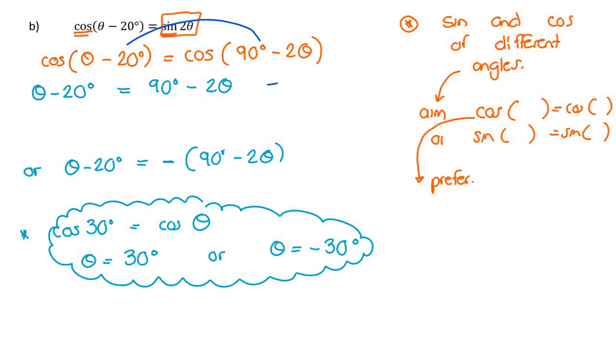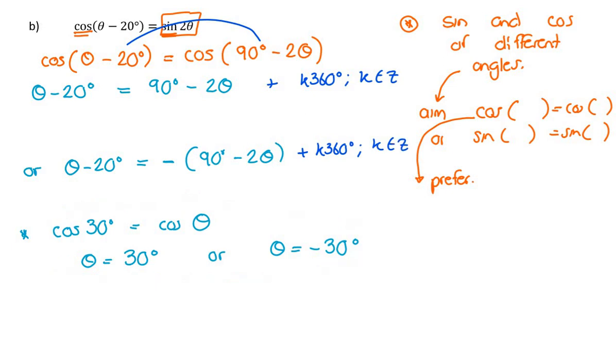Now the moment you write down a solution, you have to write down the K360. K is an element of integers. So in both of these, I have to write down plus K360. K is an element of integers. Now, I always write down those solutions first before solving, because if you solve for theta, then you think that the negative version of that theta is also the answer. So try and set up both of these equations before you now go solve for theta.